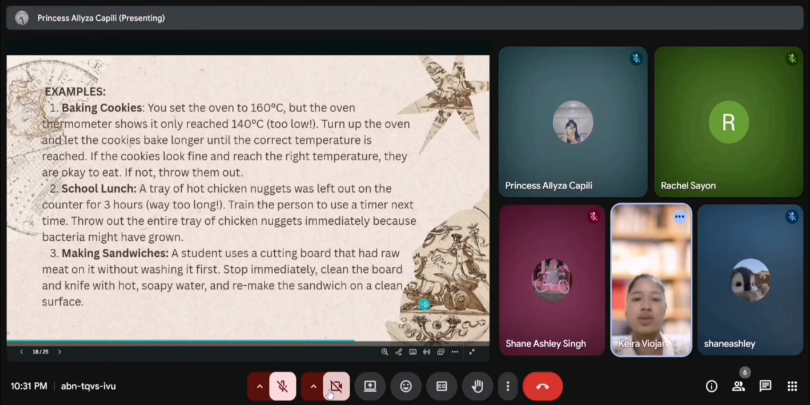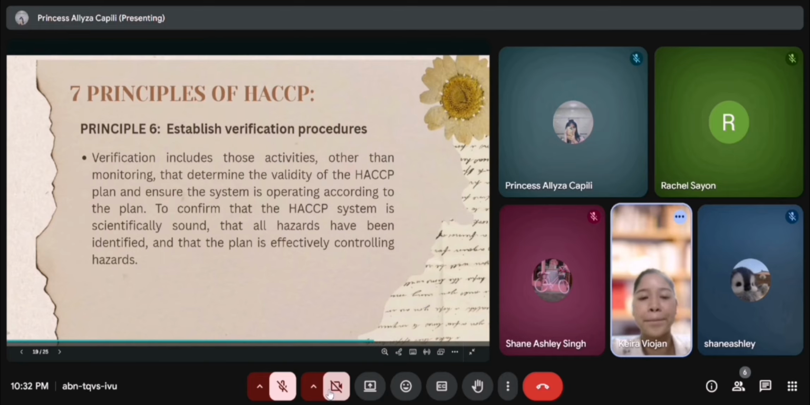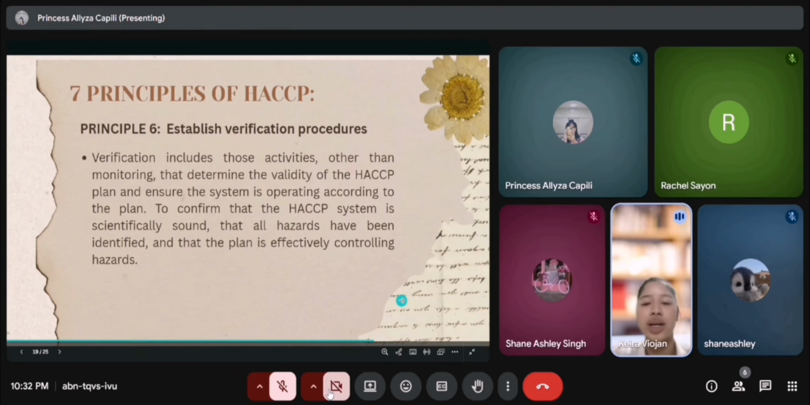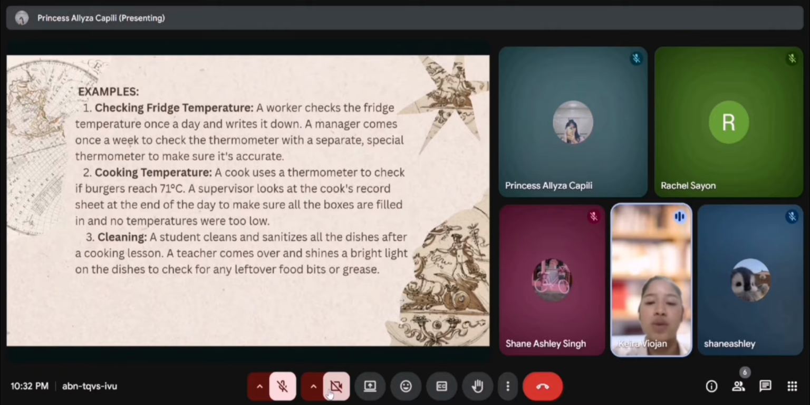Principle 6. Establishing verification procedures. Proving that the system actually works, checking the checkers. Example, calibration, testing the digital sensor to ensure it is reading 121 Celsius correctly. Taking a finished can, keeping it in a warm room for 10 days, and checking for spoilage.